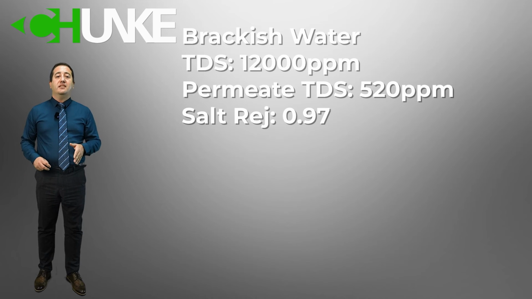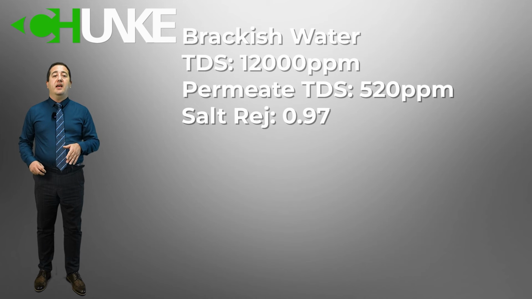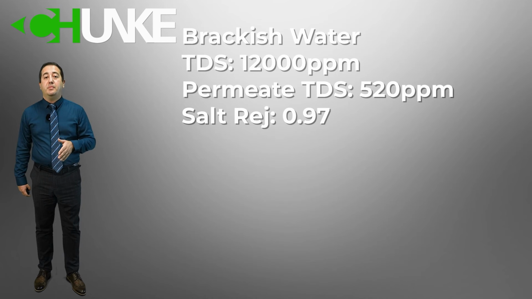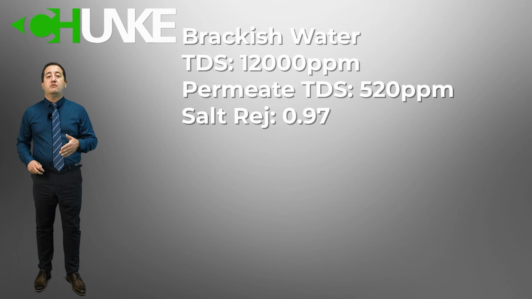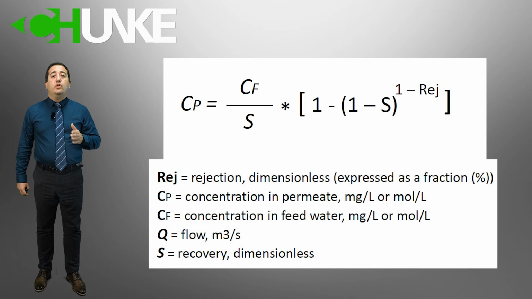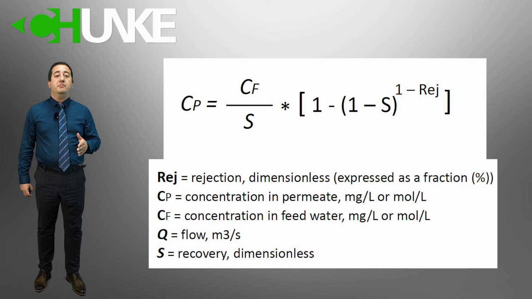Its TDS is 12,000 ppm and we want to get permeate water for irrigation at 520 ppm. We use a BW membrane and its salt rejection is 97%. We have an equation. If you don't know how to use logarithmic and exponential number calculation, you can easily do it with the trial and error method. In this method, you give a value to S.